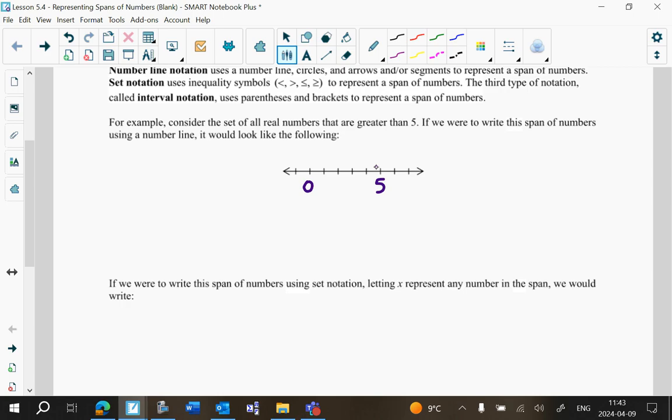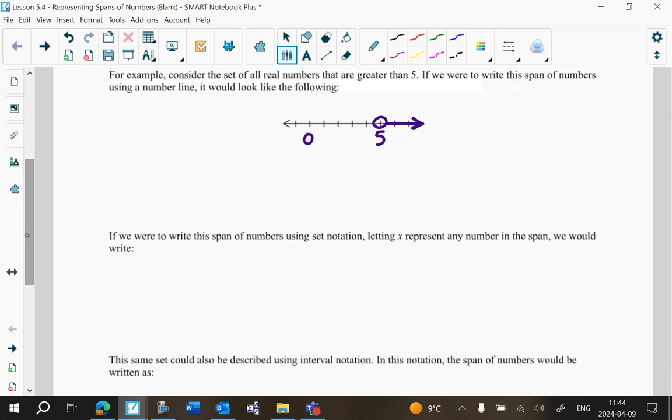Open means we don't include. It's outside. So this was how we show visually everything greater than 5. If it's greater than or equal to, then we fill in the circle. How did we do that using set or inequality notation? We did this. We're going to let X represent any number. So the numbers that we're writing are greater than 5.